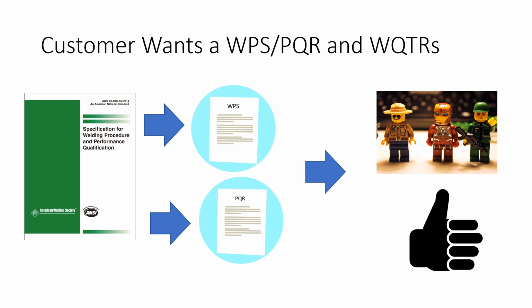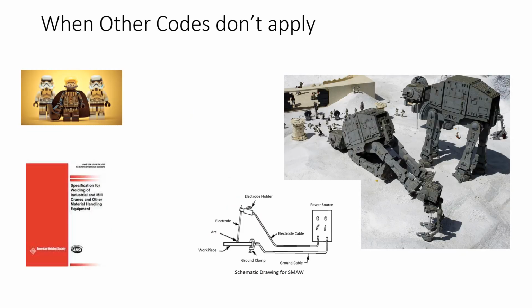You might have to do a little talking and explain what AWS B2.1 is, but hopefully you'll be able to get that accomplished. And like I said, this is a code that we use when other codes don't apply. When we need to fix something that doesn't fit into another welding code, then we can use this one and put together a repair procedure or a manufacturing procedure that fits our situation but might not fit into another welding code.